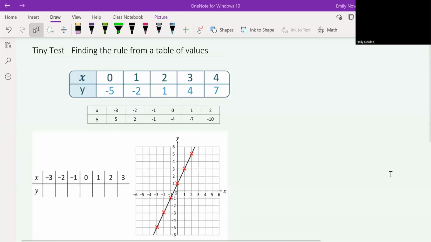Okay, here is a quiz for you to try yourself. There are 3 different questions here to find the rule for these 3 different tables of values. So pause the video now, give it a go, and then you can play it and see how you go afterwards. So let's start with the first one.